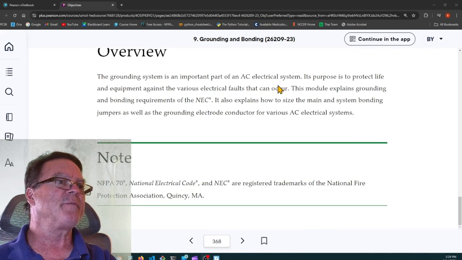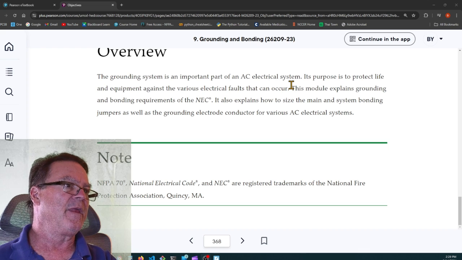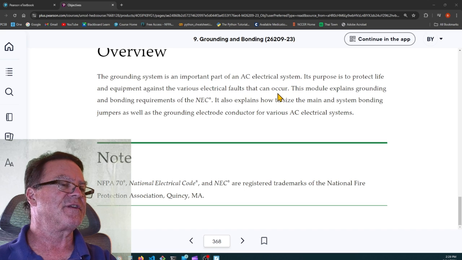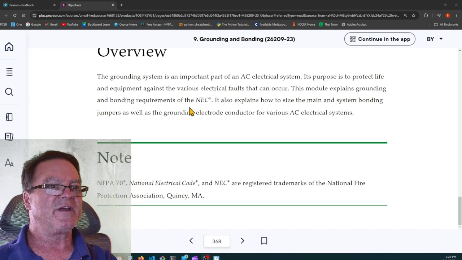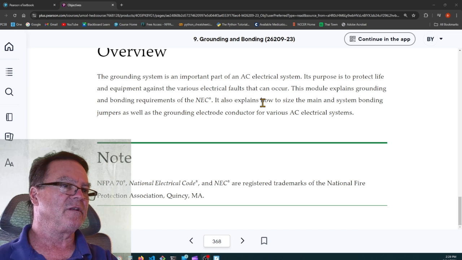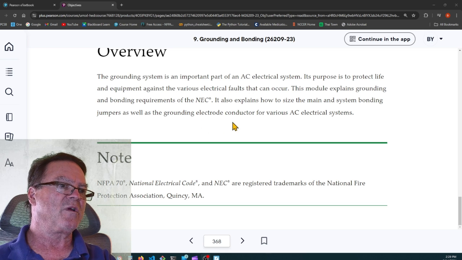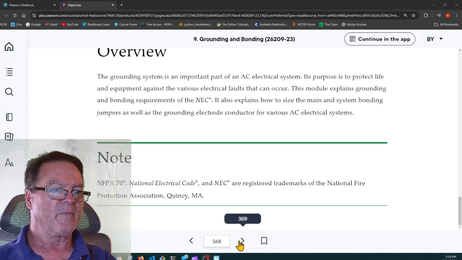Grounding system is an important part of an AC system. Its purpose is to protect life and equipment against the various electrical faults that occur. This module explains grounding and bonding requirements of the National Electrical Code. It also explains how to size the main and system bonding jumpers, as well as the grounding electrode conductor for various AC electrical systems.